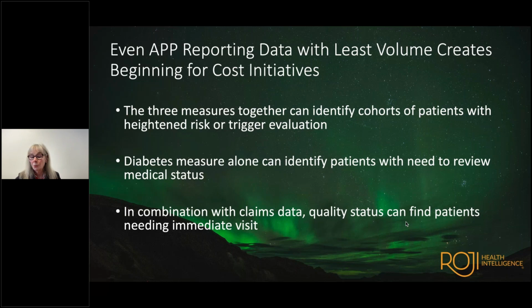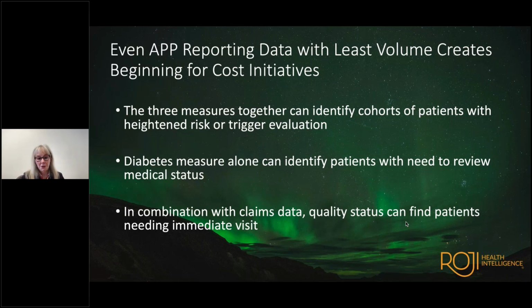So again, the point with cost is to use the quality data to find an intervention for cost. So where do you begin?